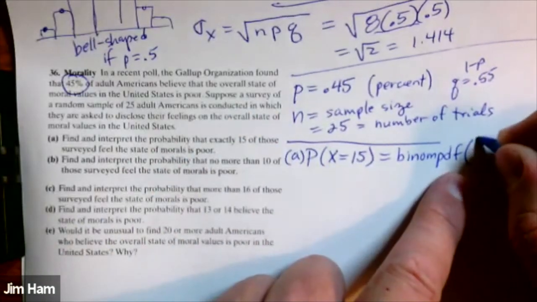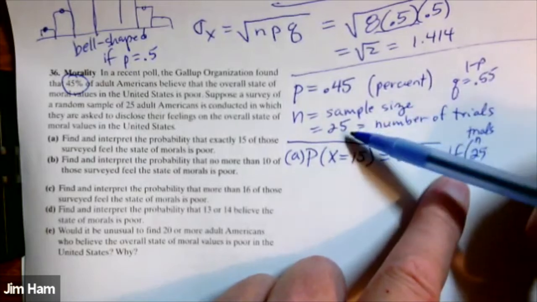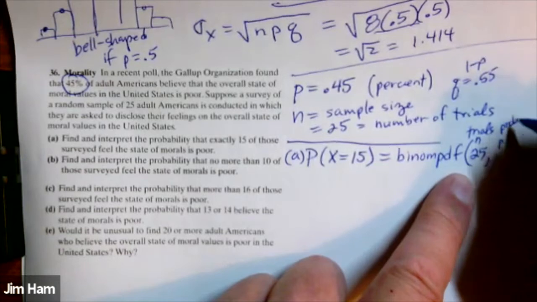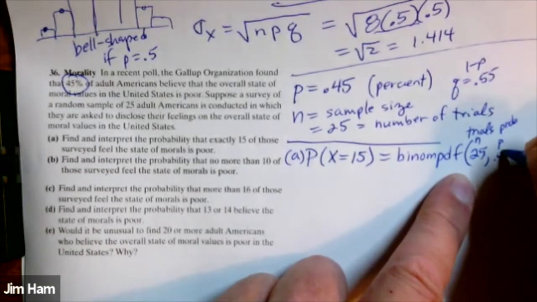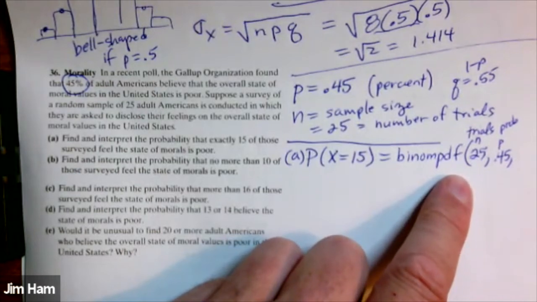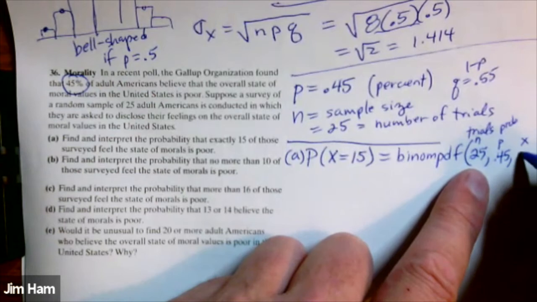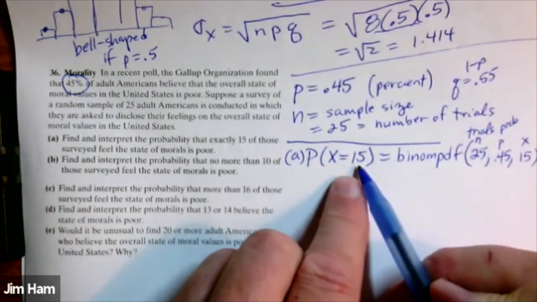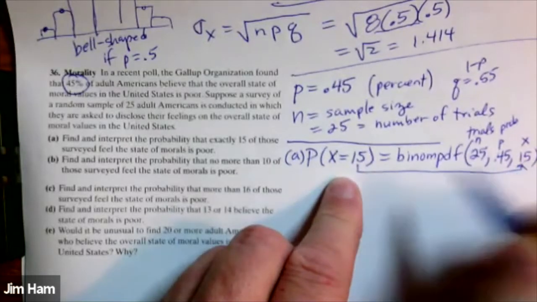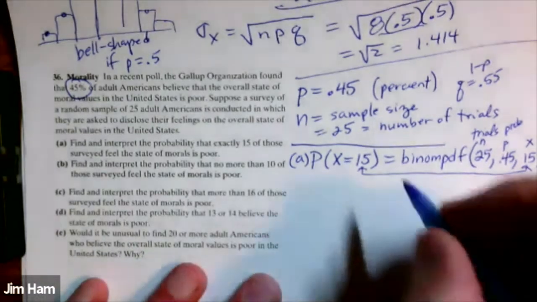So we're going to put the number of trials, n, first, 25. That's our sample size. We're going to put the p-value next. That's the probability, and that's going to correspond to that percentage that they gave us at the beginning, that 45% think that the state of moral values is poor in this country. And then the last number is your X value. Since we're looking at X equals 15, that's the number that goes there. For PDF, it always goes there. For CDF, it's going to change slightly.